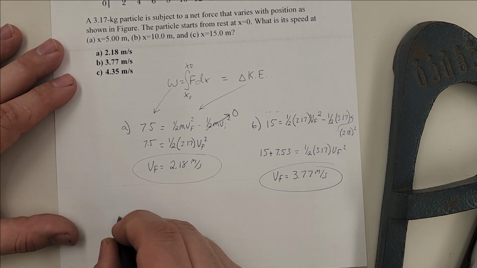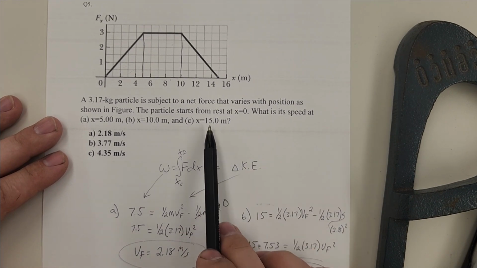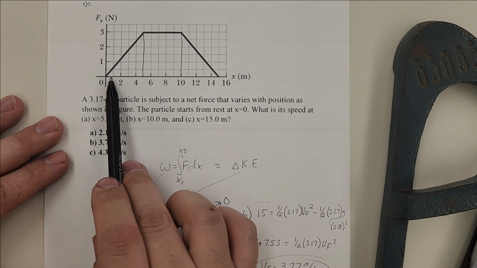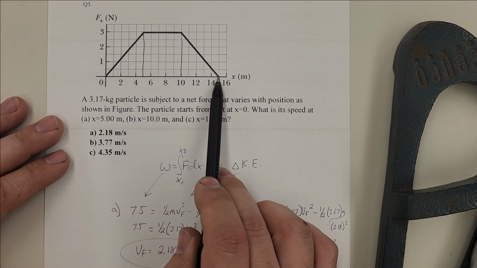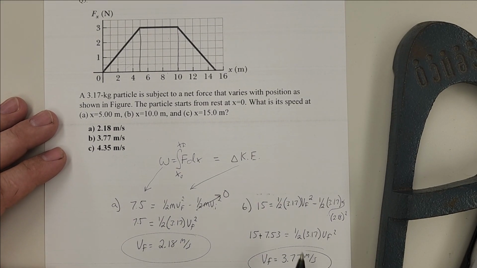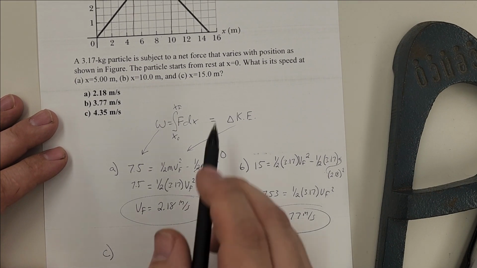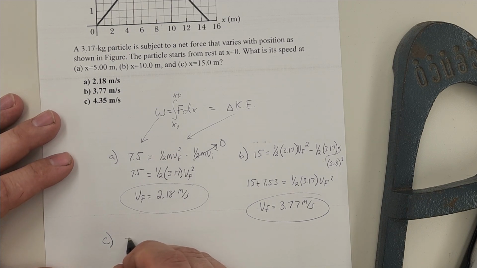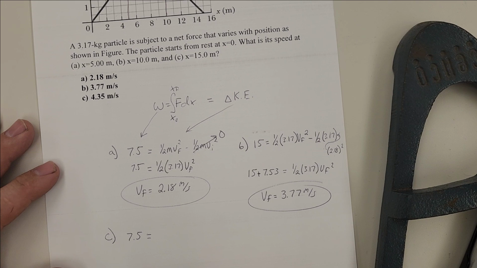And finally, the last one, C. Same formula, same question. Now, at 15 meters, we have to add this in as well, right? So at 15 meters, we'll have an extra 7.5 coming in from that. There is actually another way of doing this. I should show you the other way as well.